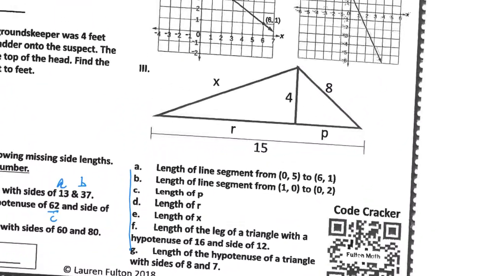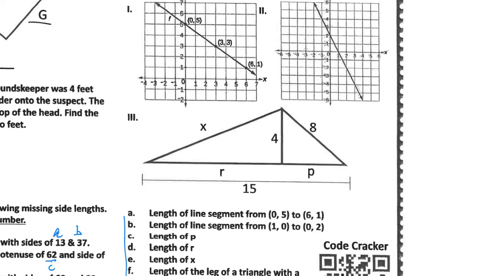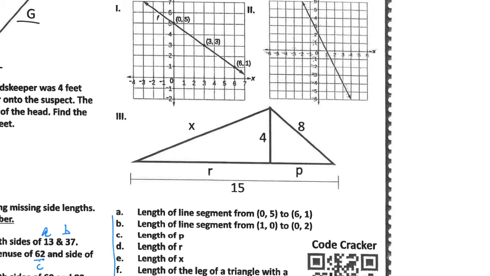So when you're asked a question like A, to find the length of a segment from 0,5 to 6,1, what you're going to do is drop a right triangle down and over. Now you're just doing Pythagorean theorem. So how tall is this triangle and how long is this triangle? That'll be your A and your B, and you're looking for the hypotenuse, which is the C.